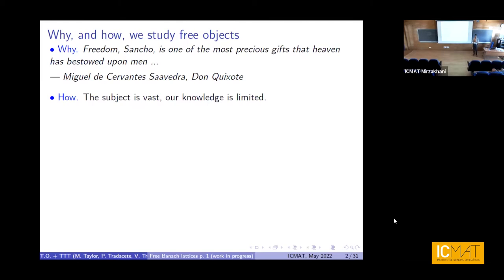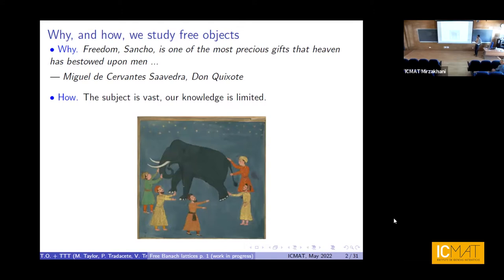So I will try to emphasize connections to Banach spaces, and also the situation that we are in currently is somewhat described by this miniature illustrating the parable of the blind men and the elephant. So I can maybe talk about the tail of the elephant or the trunk of the elephant, but hopefully from this description you will get a good idea of what the whole creature looks like. So anyway, what is freeness? What is the definition?